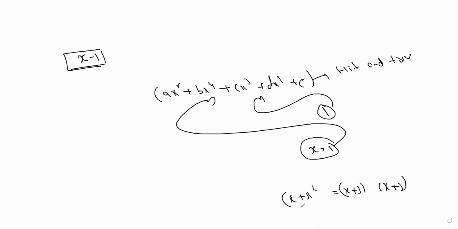Similarly, -3 is satisfying it as well. Check it: -3 gives 0, so -3 will be its root, so the factor is x plus 3. Now understand one more thing. If I divide by one of the roots' factors, what I get is the other roots.